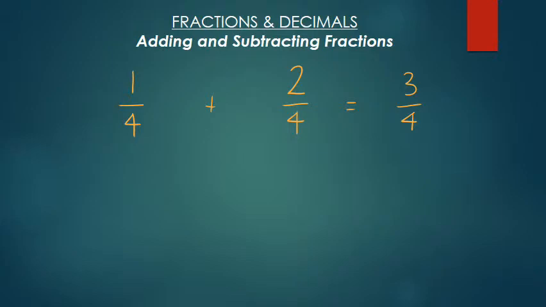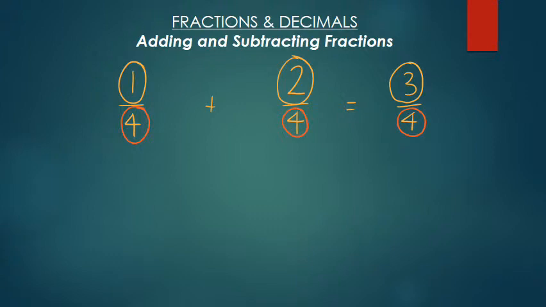So the numerator is the top number in each fraction. So the 1, the 2, and the 3. So what has happened to the numerator in this equation? Well, they've been added together. The denominator is in the bottom of the fraction. You will notice that my 4's are all the same. So in this particular equation, what has happened to the denominators is that they have stayed the same because of the name of the fraction, quarters.